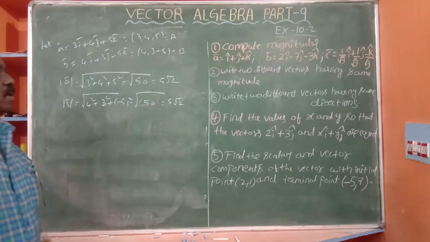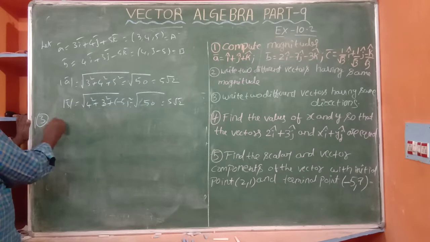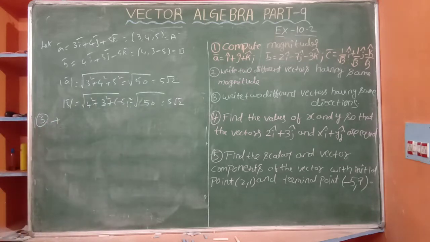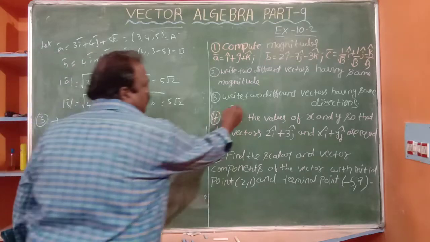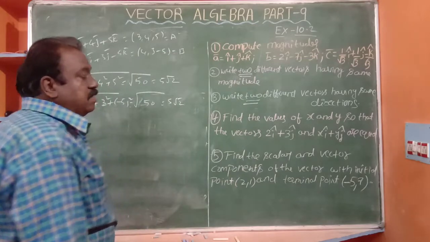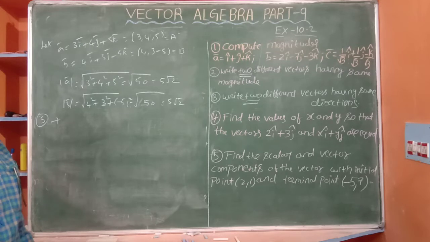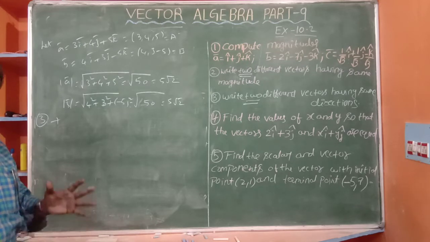Next, third one. Write down the vectors having the same direction. You see, it's a very good, fantastic concept. Observe. We have to find it. Write down two different vectors, two different vectors having the same direction. Direction must be the same, but they have to be different.